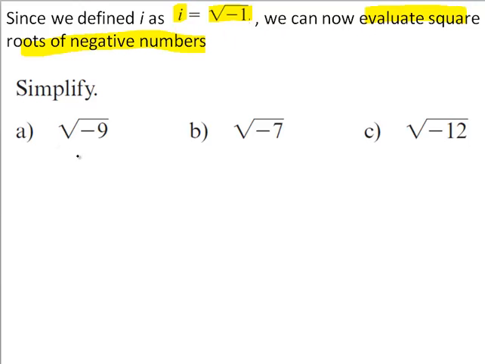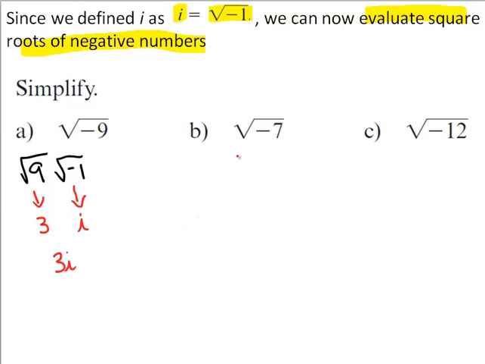And to do that, first of all, I'm going to think of it this way. Here I have the square root of 9 times the square root of negative 1. The square root of 9 is 3, and the square root of negative 1 is i. So my finished product will look like that.